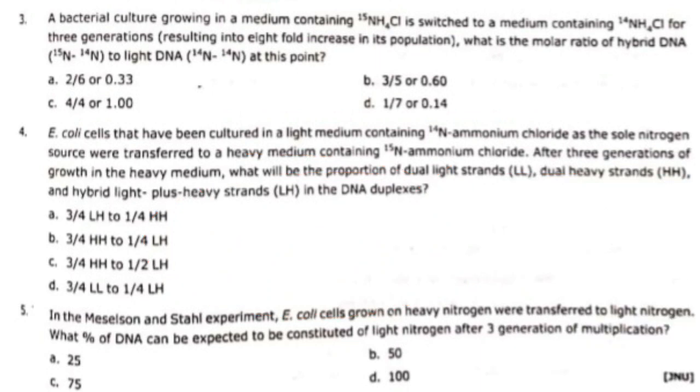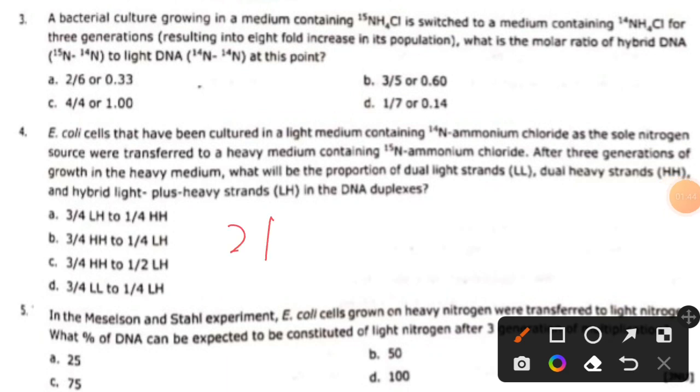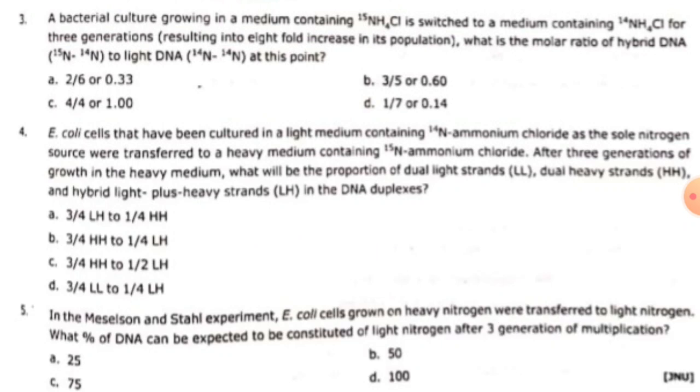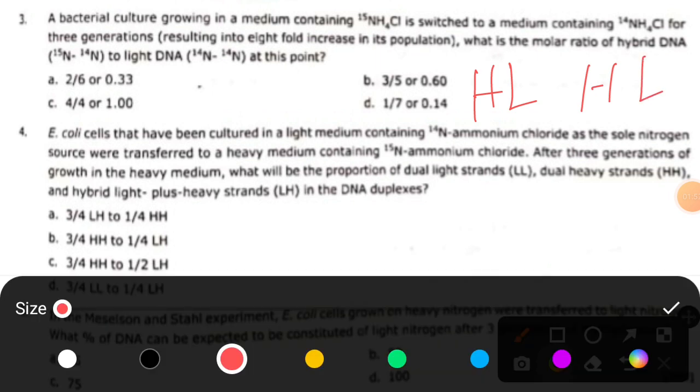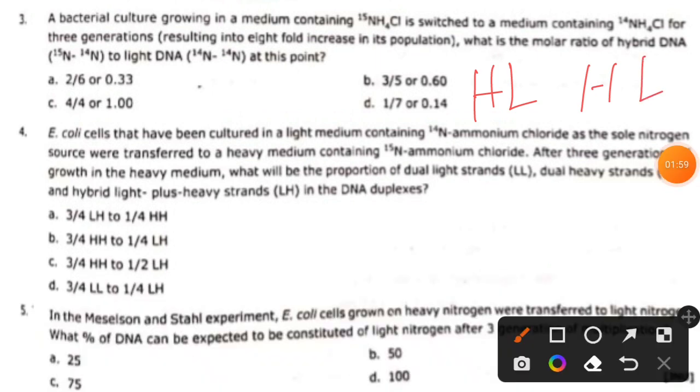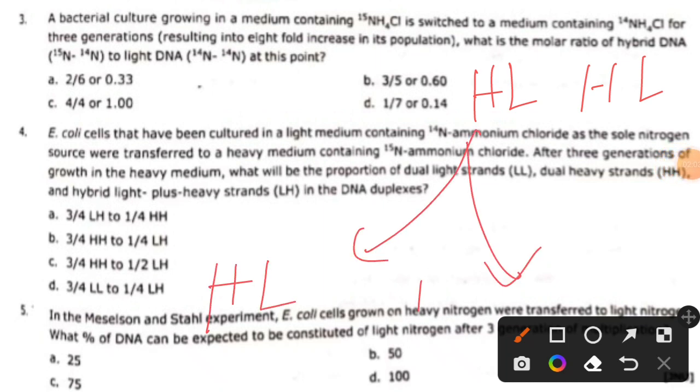Then after that we will get two hybrid and four light. How? Understand that we are getting two hybrid after the ending of the first generation. So after the ending of the second generation we will get one hybrid, one light, and here again one light, one hybrid. That means two hybrid and two light. Clear? That is the ending of your second generation.